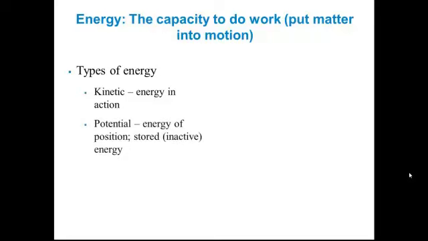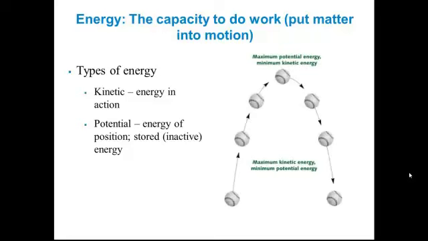There's also potential energy, and this is energy of position, which is a stored or inactive form of energy. Now, the best way to think about the way we can move from one type of energy to the other, kinetic to potential, is to think about tossing a baseball up in the air. As that baseball is traveling up through the air, it has kinetic energy, energy of movement. At the very top of its arc, there is a moment where the movement shifts from upward to downward, and at that moment, that baseball has maximal potential energy and minimal kinetic energy because it's not moving. So we can see this movement and change in kinetic to potential energy.